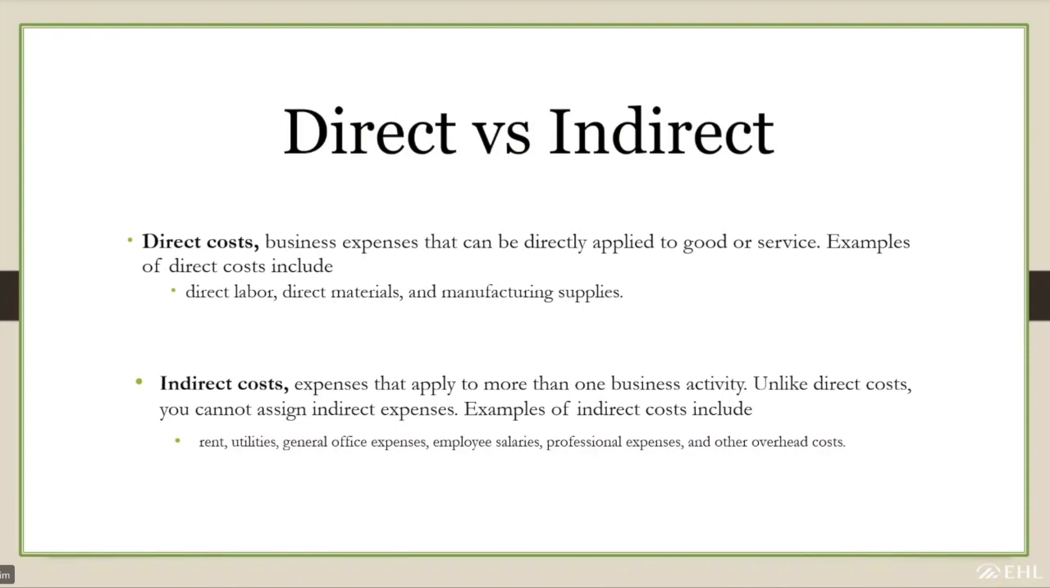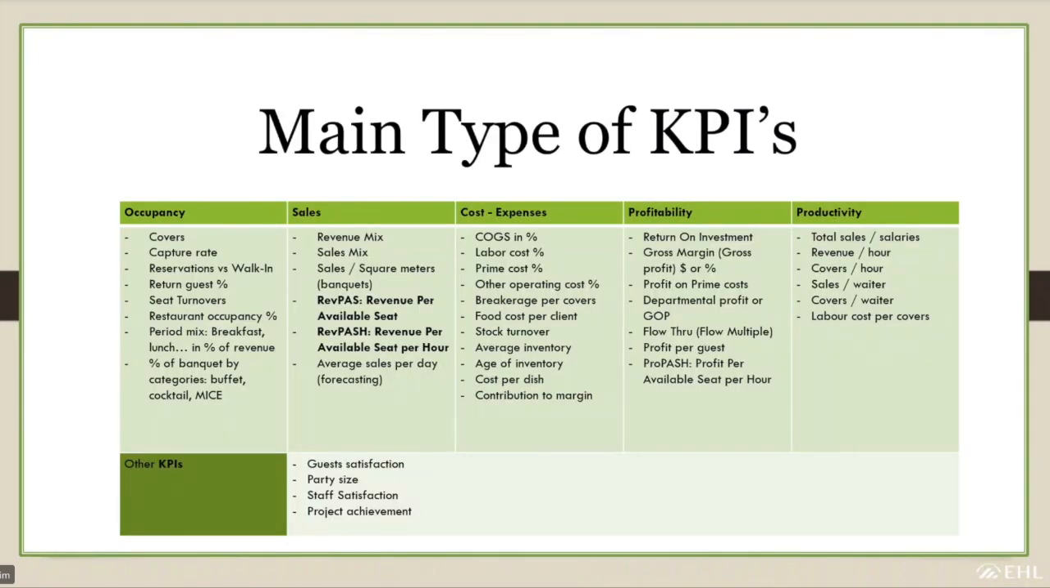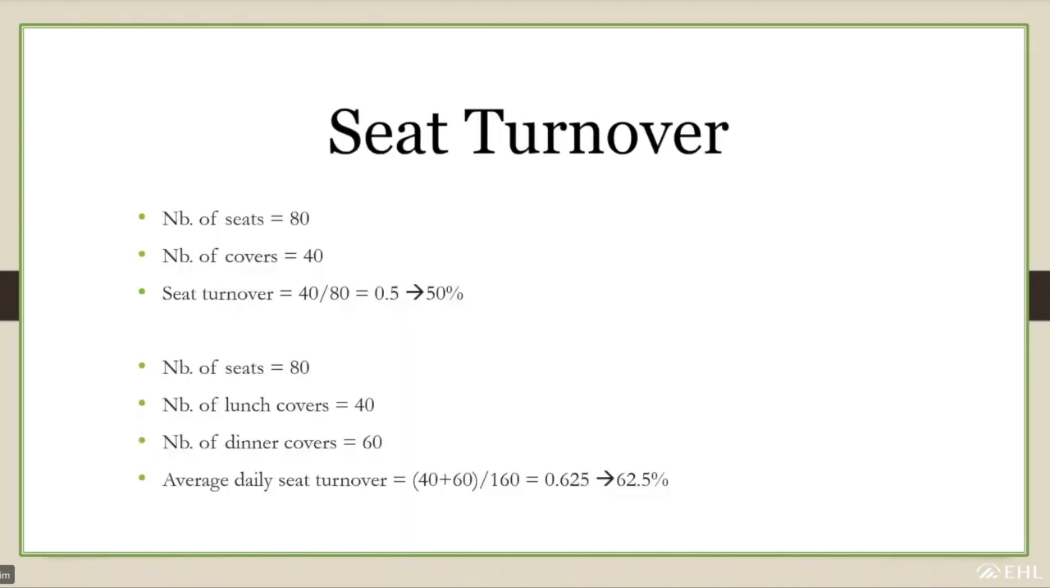So KPI forecasting. Main types of KPIs, we have quite a few of them. So I'll just go over the main ones we've had in the class. Seat turnover: number of covers divided by number of seats, which gives us 50% in this case. Quite an easy calculation. Then, if we have an average daily seat turnover, we take how many lunch and dinner covers we have had, divided by the number of seats. Here I've taken 160 divided by 160, because we have 80 seats for lunch and 80 seats for dinner. So we have to add them together and divide the total amount of covers we had by the number of seats.